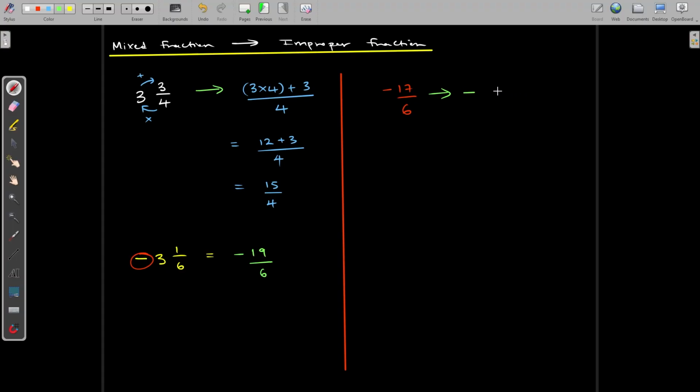3. How many times can 6 go into 17? 3. Who is saying 3? So it's 2. And what's the remainder?